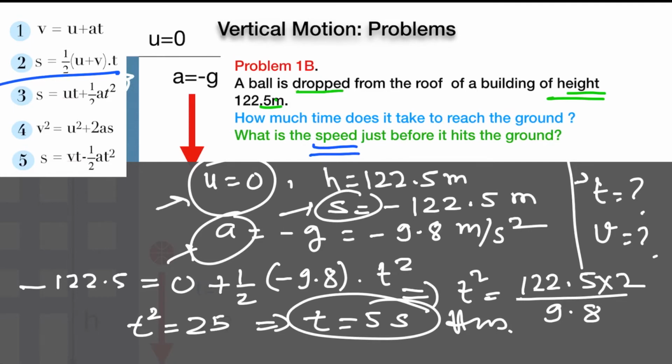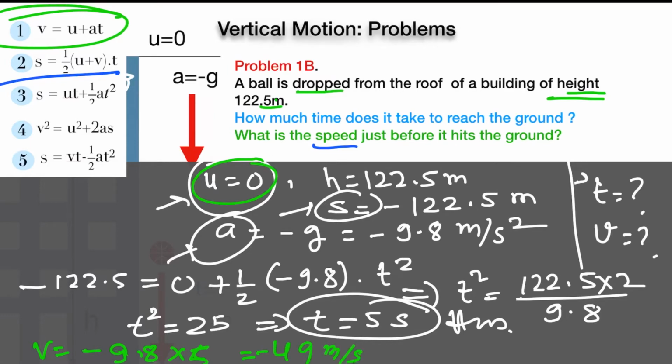To find the final velocity, we can use the equation v equals u plus at. Here u is 0, a is minus 9.8, and t is 5 seconds. So this becomes negative 49 meter per second. Negative means the velocity is in downward direction. So the speed at the moment when it is going to touch the ground is 49 meter per second, and this is your answer.